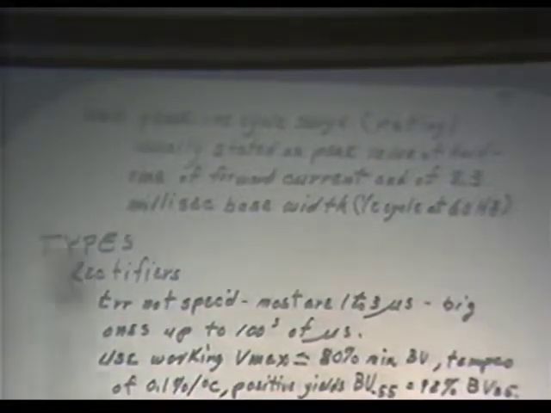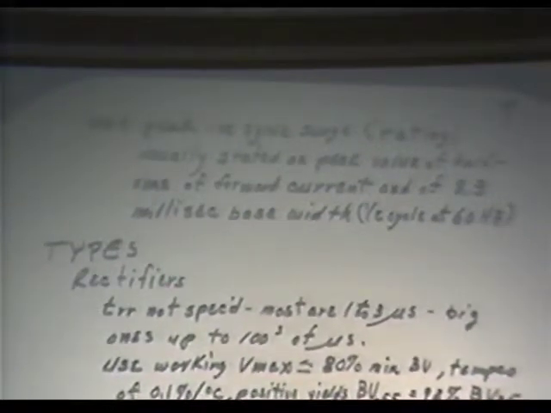This one, again, is another rating, and it's almost always done as 1/2 cycle of power line, 60 hertz. So it's a half sine of current, and they give you the peak value that their little gadget will take reliably.